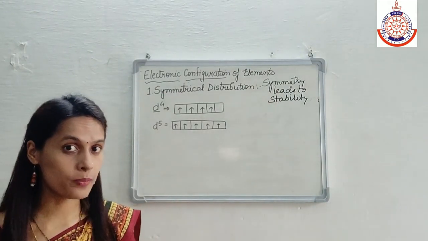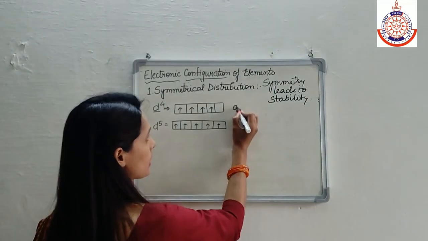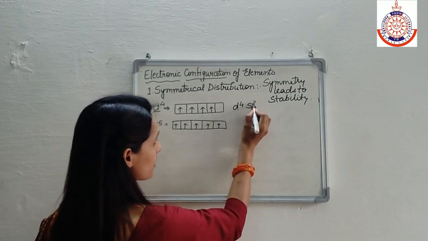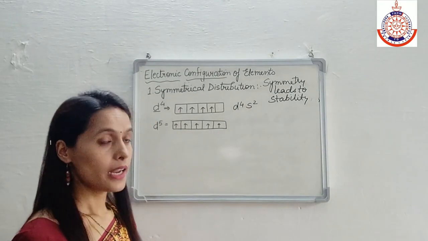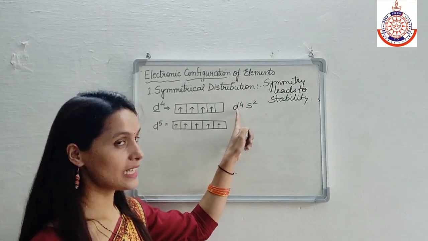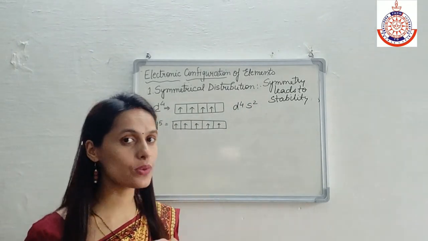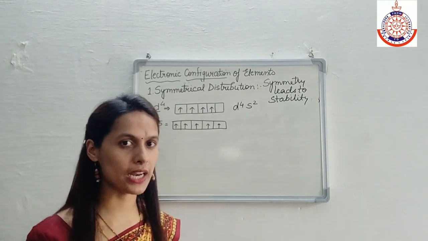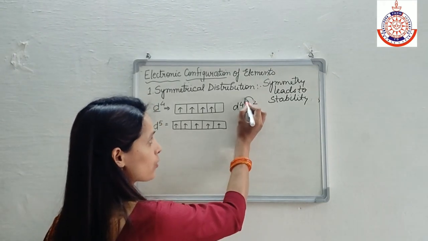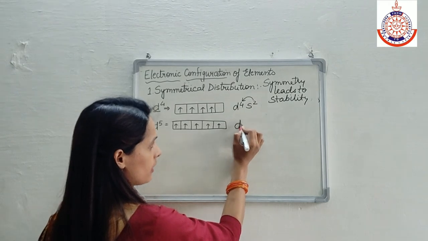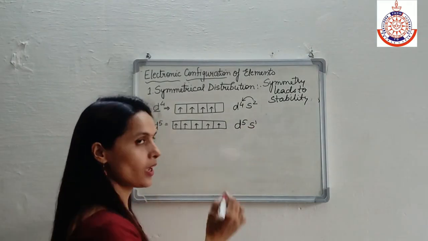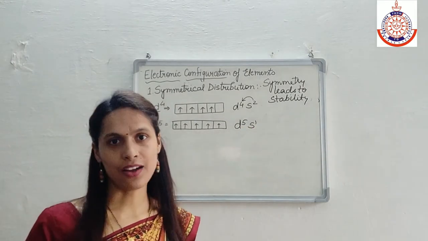So in chromium, before, we have d4 and s2. Clear? Now d4 and s2. In d we have 5 orbitals and 4 electrons. In s we have only 1 orbital and 2 electrons. Now suppose 1 electron shifts here, what will happen? d5 s1, meaning both are half filled.